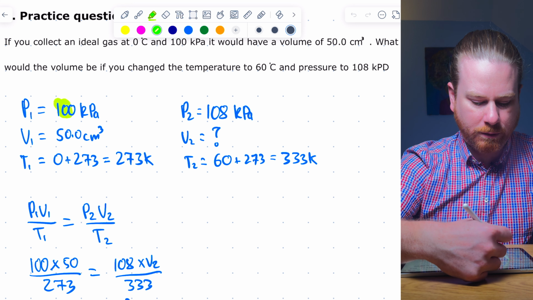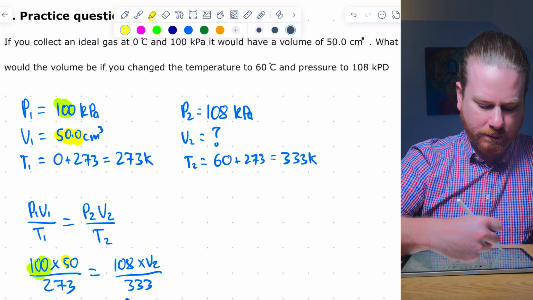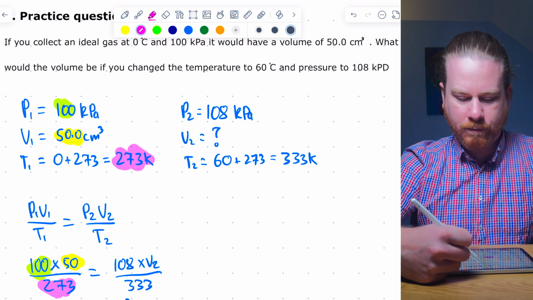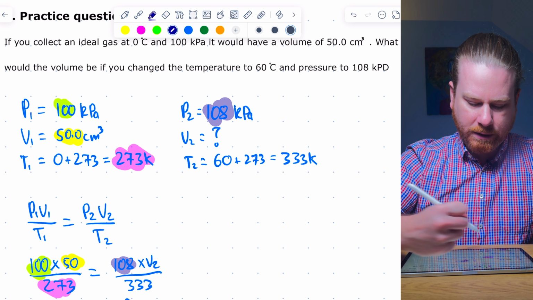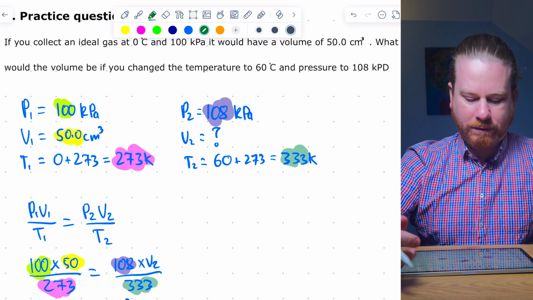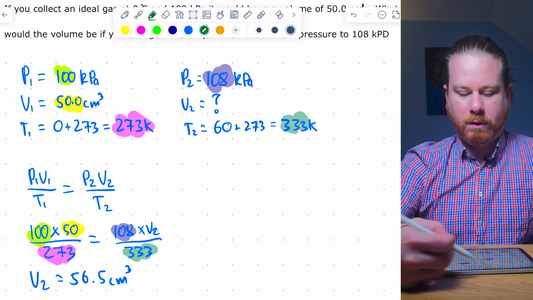So it's pretty straightforward. 100 here, 100 here, got the 50, got the 50, 273, oh sorry, 273, 108, and 273. And then we're going to rearrange it and then solve for our missing volume.